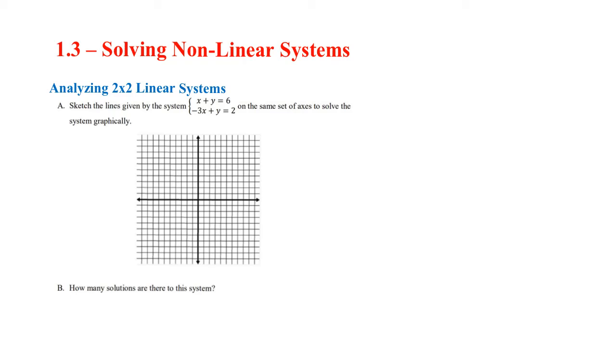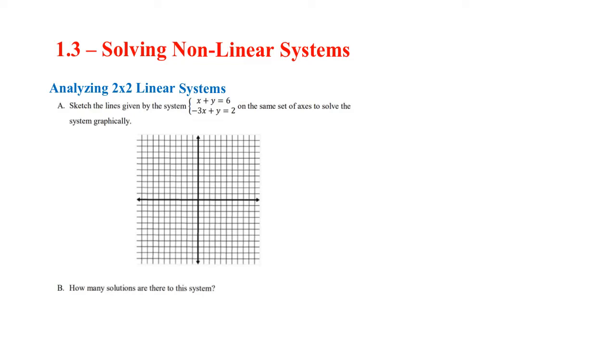In today's lesson, we are going to be looking at section 1.3, solving nonlinear systems by graphing. So we're going to start by analyzing a 2 by 2 linear system. Sketch the lines given by the system x plus y equals 6 and negative 3x plus y equals 2 on the same set of axes to solve the system graphically.